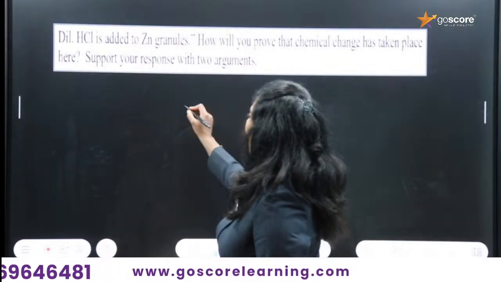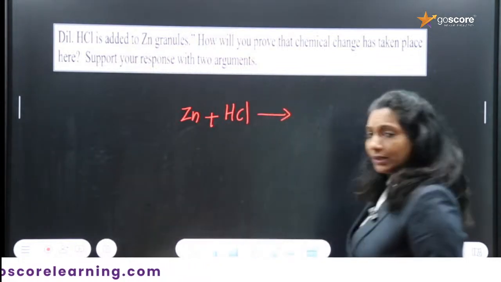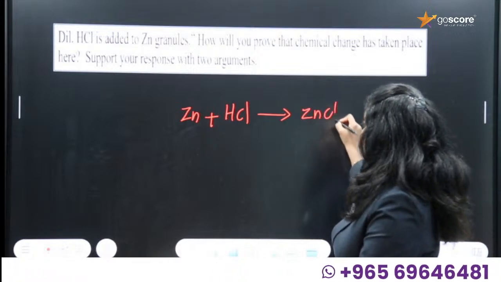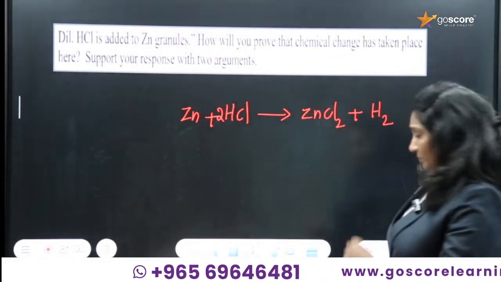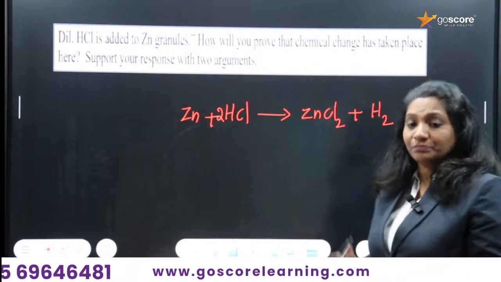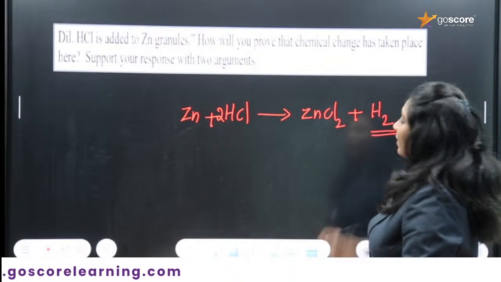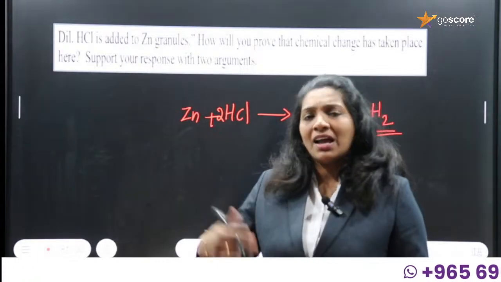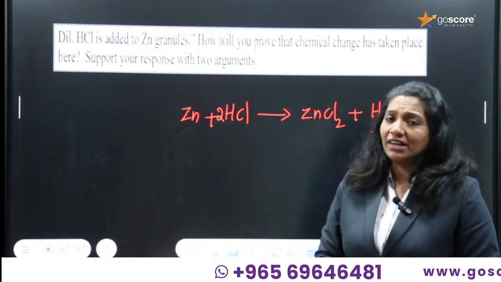So here when you add zinc granules to dilute HCl, what will happen? It's a metal reacting with an acid, right? So there will be formation of a salt, that is zinc chloride, plus which gas will be evolved? Hydrogen gas will be evolved, right? So how can you prove that a chemical change has taken place? With the evolution of gas, we can say that a chemical reaction happened, right? Or you can write that there will be a slight color change when you add zinc granules to dilute HCl.